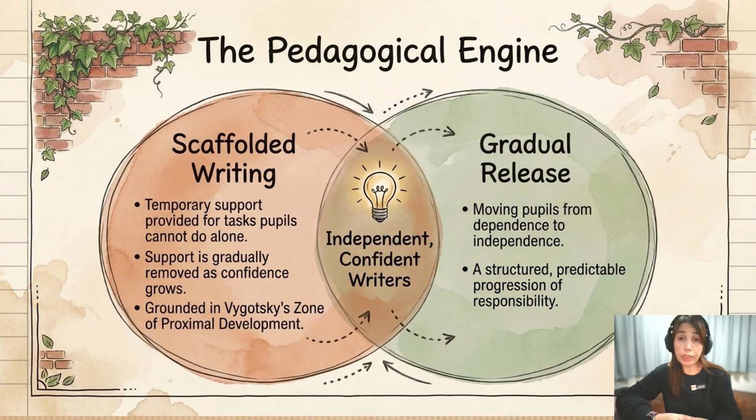The gradual release framework gives this support a clear progression. We move from teacher modeling to shared responsibility, and finally to independent application. When these two ideas work together, the aim is not merely to complete the email. The aim is to develop independent and confident writers.